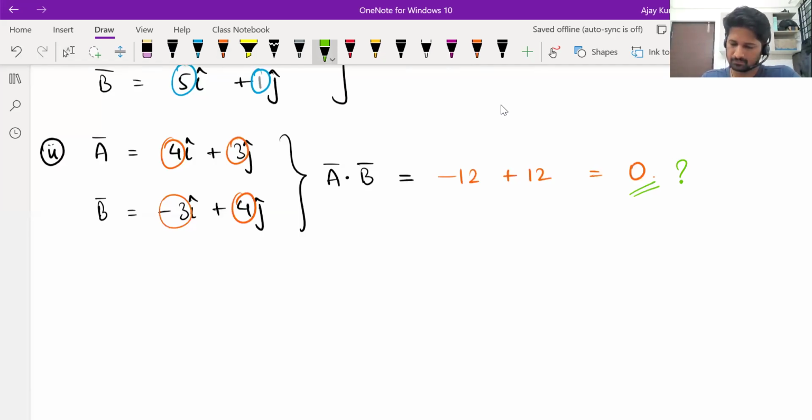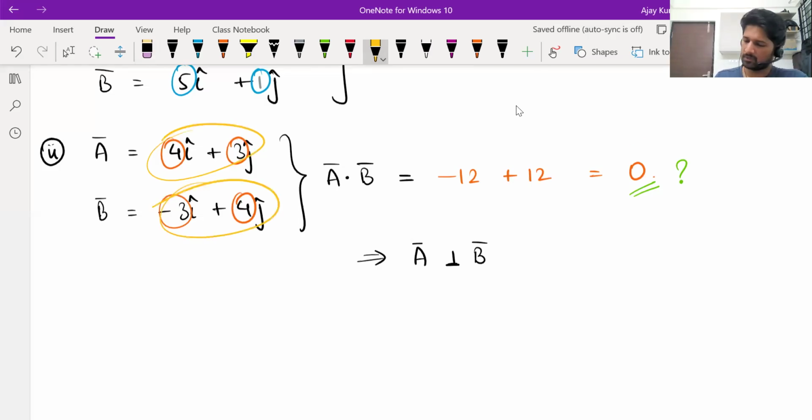Anyone? The angle between them is 90 degrees. Correct. That means the vector A is perpendicular to the vector B. You can find out if two vectors are perpendicular by looking at their dot product. Dot product will be 0 only when vectors are perpendicular to each other. Or at least one of the vectors should be 0, but that is not the case here. Both are non-zero vectors only, but their dot product is 0. It means they must have been perpendicular to each other.